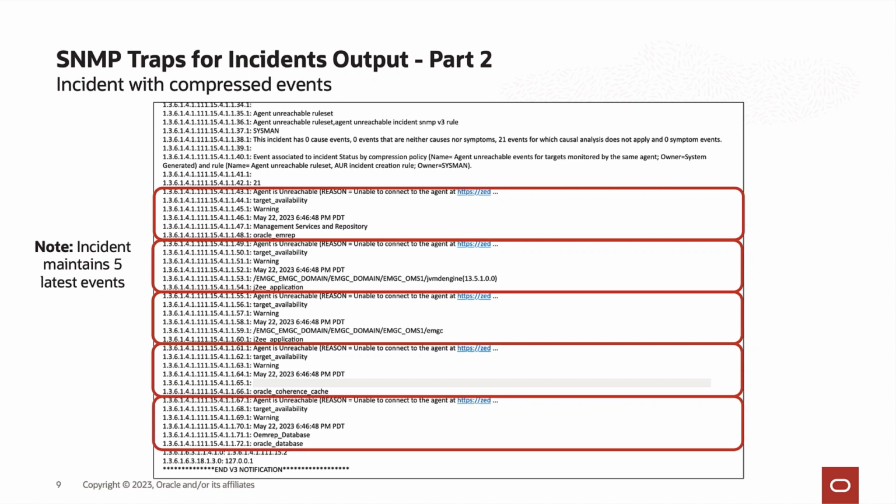Here is the other part of the sample output. This is showing the events contained within the incident. Please note, for incidents with compressed events, SNMP traps will only maintain the latest 5 events. In the 5 latest events, you can see information such as the event summary, event type, severity, and when the event was created. In this image, the events are all target availability events related to an agent being unreachable, and they all have a warning severity.